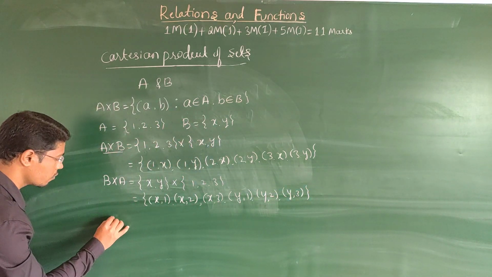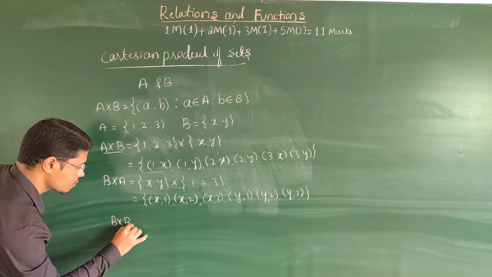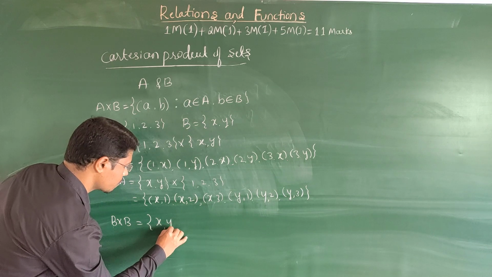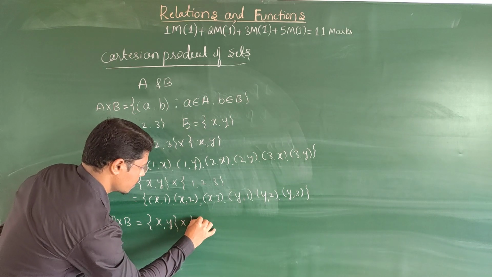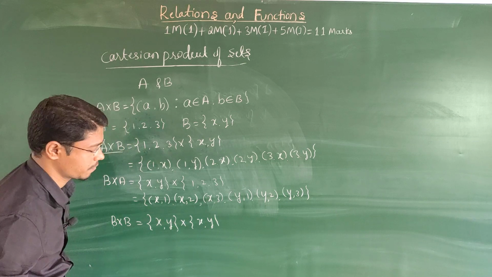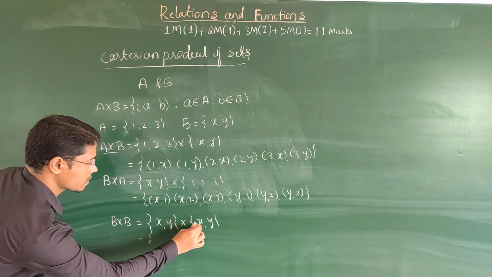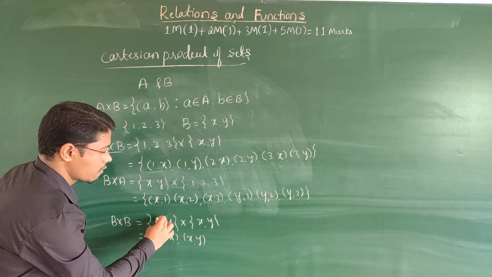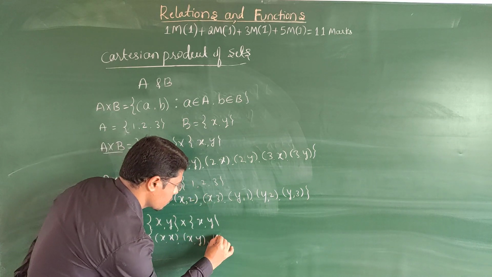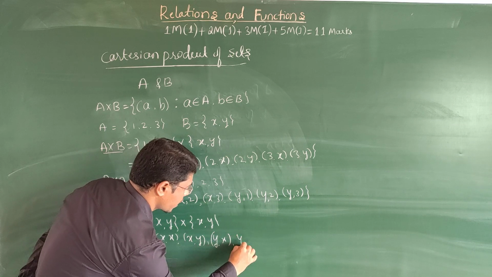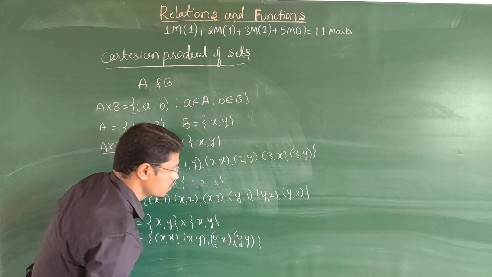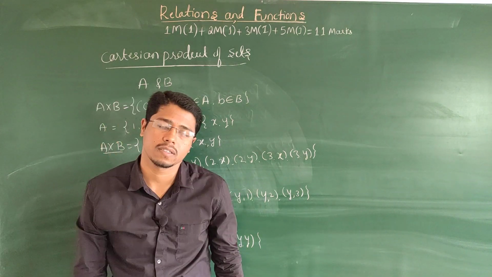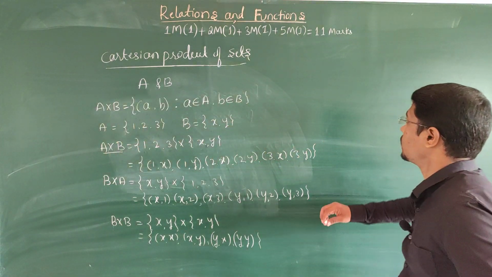Okay, so similarly we can write B cross B also, and A cross A also. B cross B is (x, y) cross (x, y). This is equal to (x, x), (x, y), (y, x), (y, y). So this is about the Cartesian product of the two sets. Okay, so let us see.